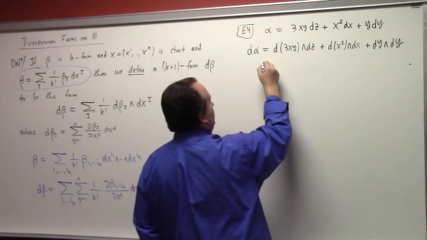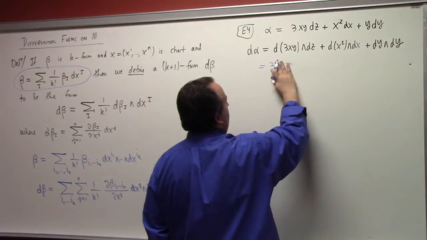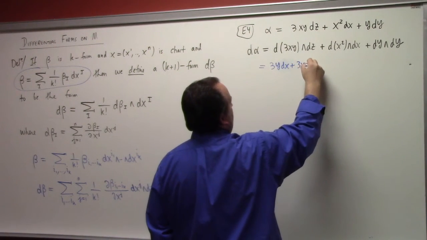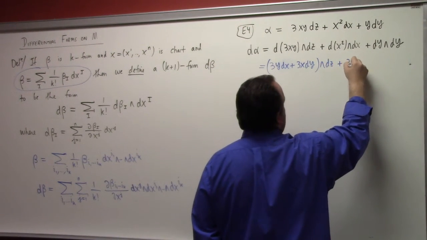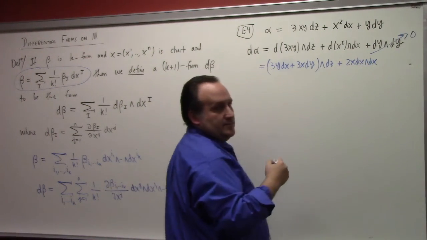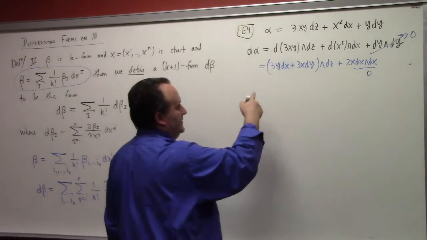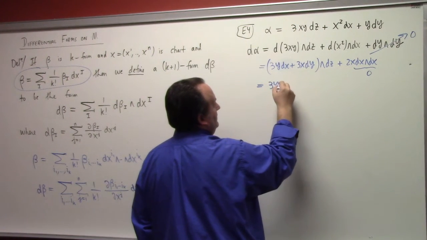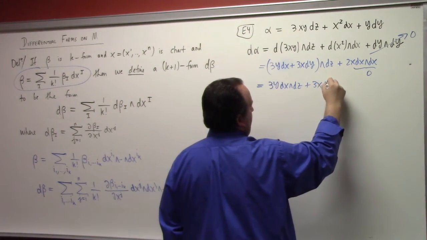So the total differential, you already know it. That's 3 dx plus, oh, my bad. It's 3y dx plus 3x dy, right? Wedged with dz. And then you've got your 2x dx wedge dx. This is already 0. And this is 0. And this is what we have. So we've got 3y dx wedge dz plus 3x dy wedge dz.